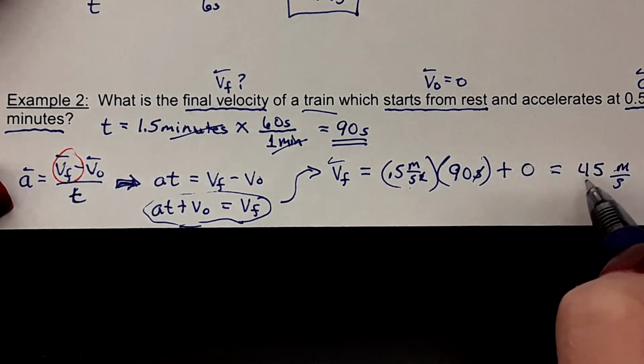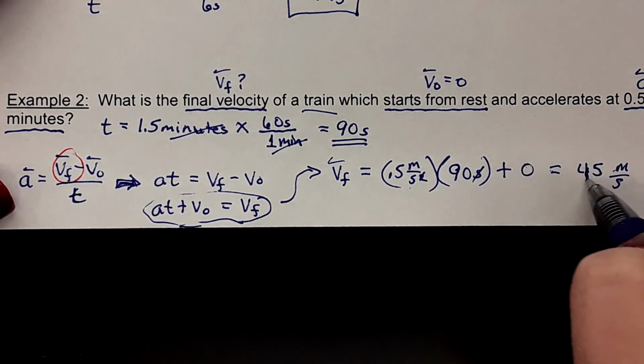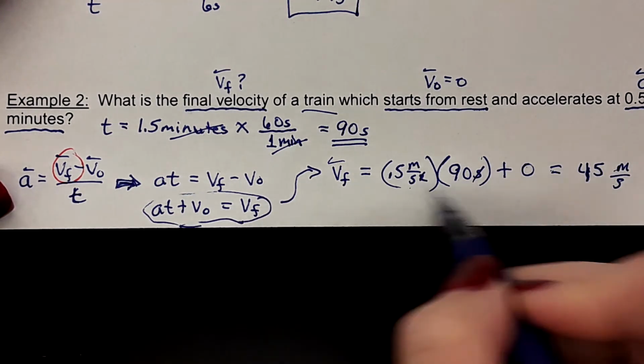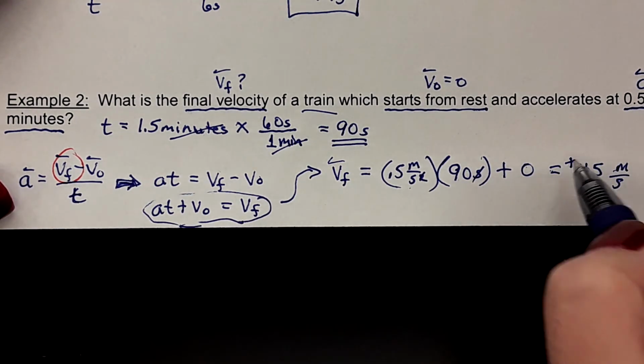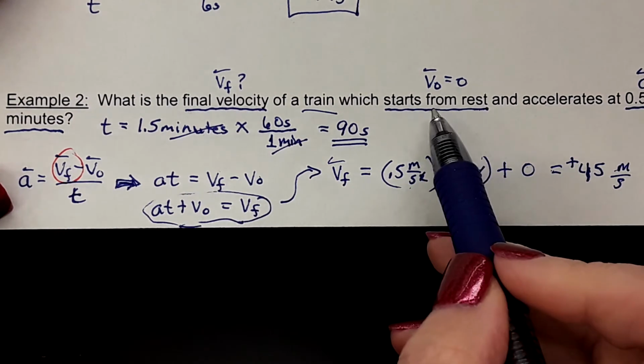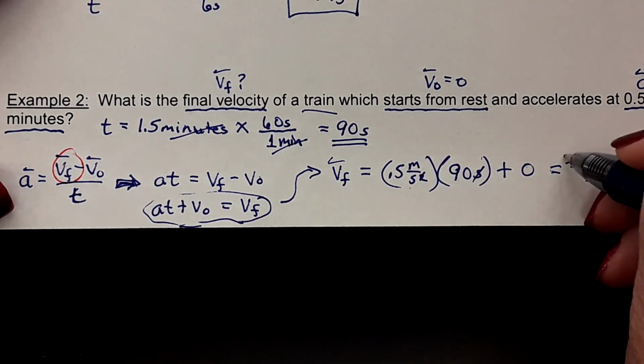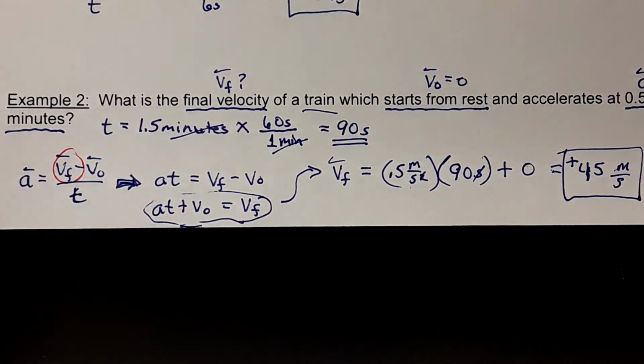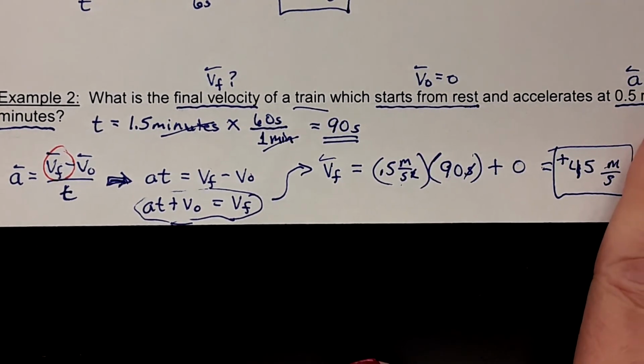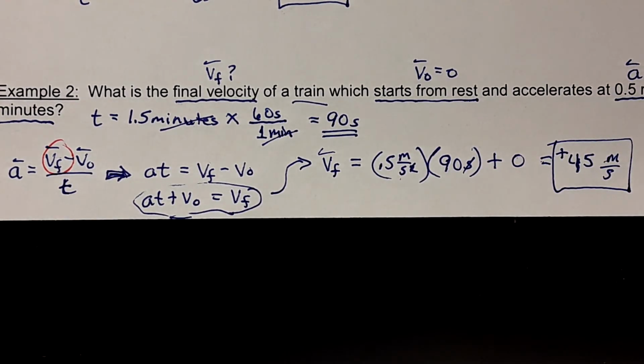Now notice the sign. It's positive. There's no negatives here, so this is positive. So it's going to be going forward in the positive direction from rest, okay? We always assume objects are going in the forward direction unless the problem states otherwise, okay? There you go. That's about it right there.